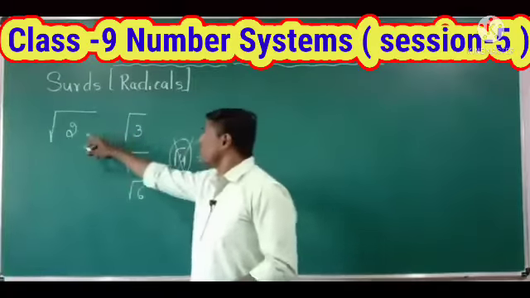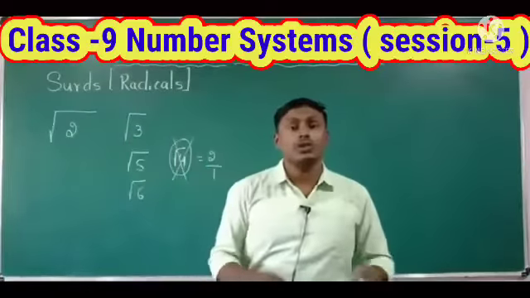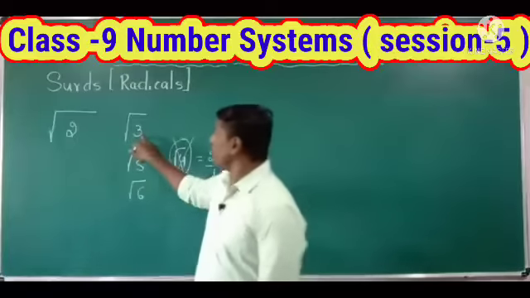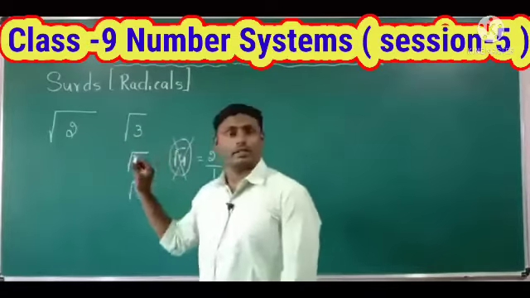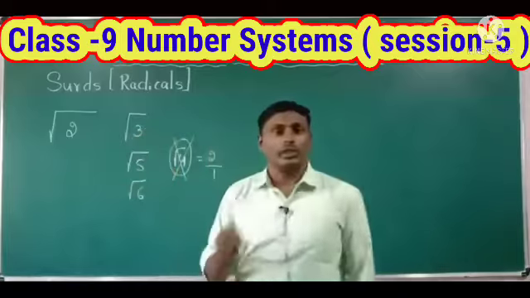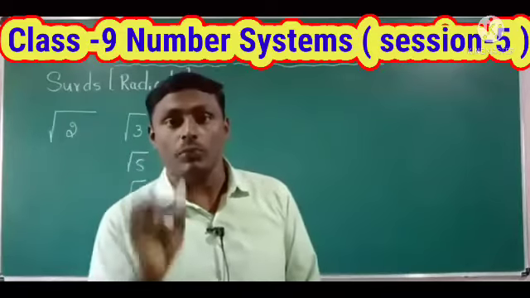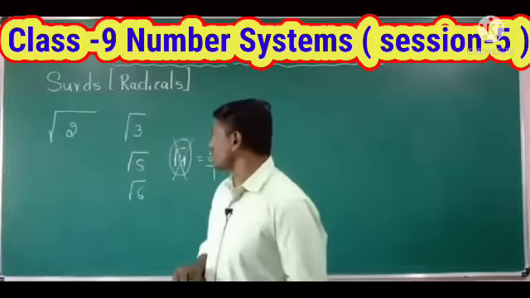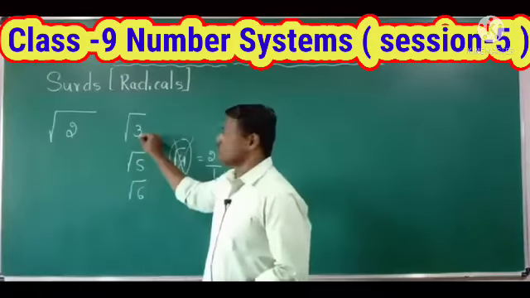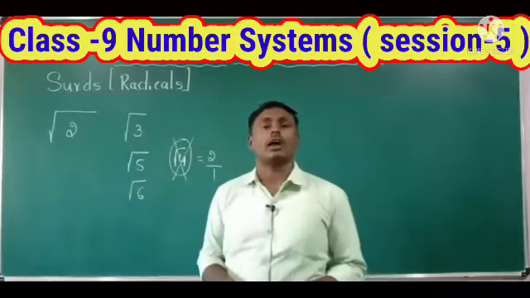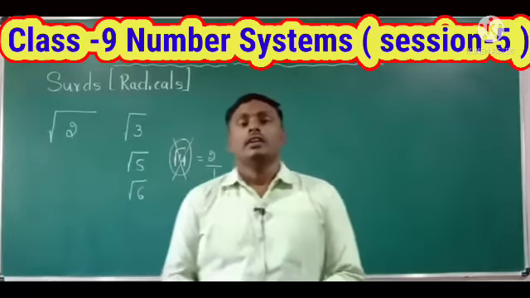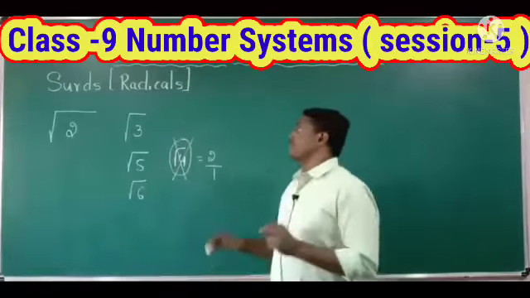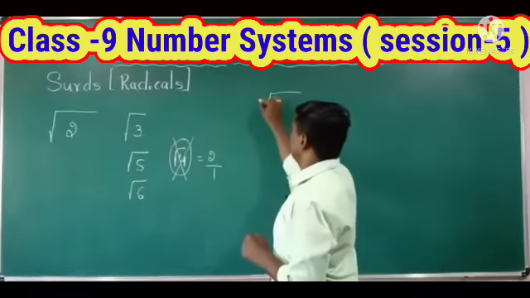Which type of irrational numbers are they? They are positive irrational numbers. Okay, so the irrational roots of positive rational numbers are called surds or radicals.